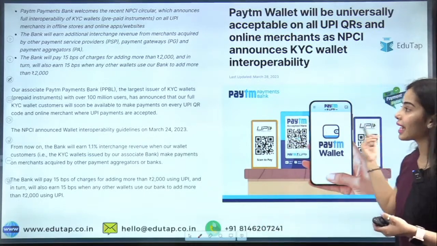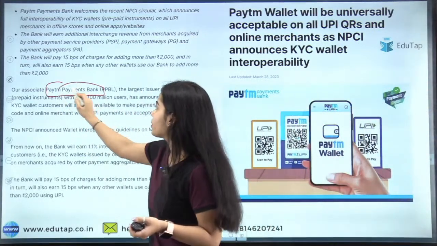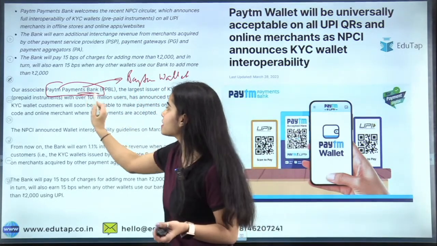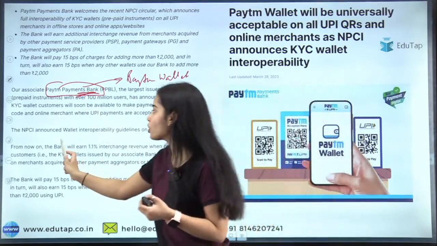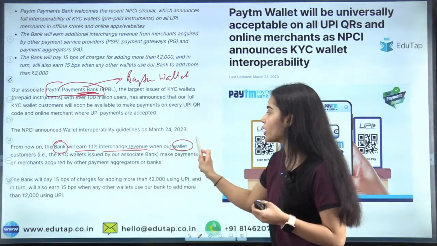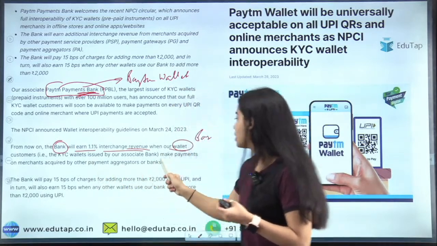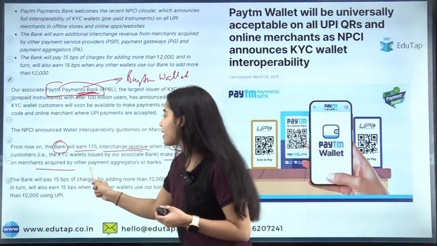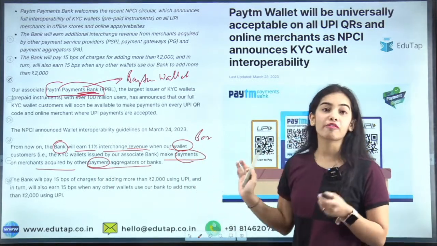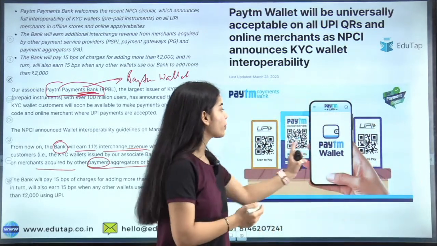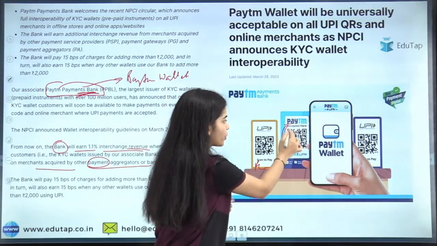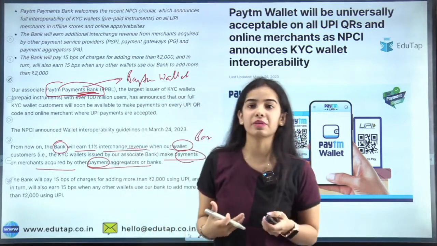If not, you can read it that our associate Paytm Payments Bank has issued the Paytm wallet. So from now on, the Paytm Payments Bank will earn 1.1% interchange revenue when Paytm wallet customers make payments on merchants acquired by other payment aggregators or banks or the payment service providers. So I hope you have got this very clear. So you can see that the interoperability has been provided between the UPI of PhonePe, between the Paytm QR code. Okay, so such kind of interoperability is present now.